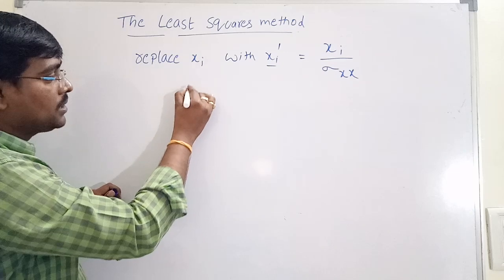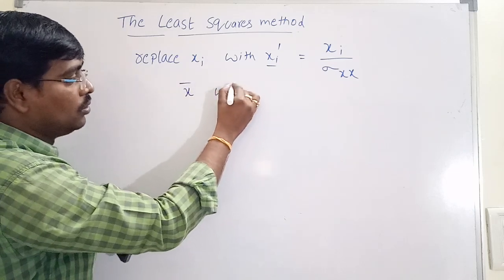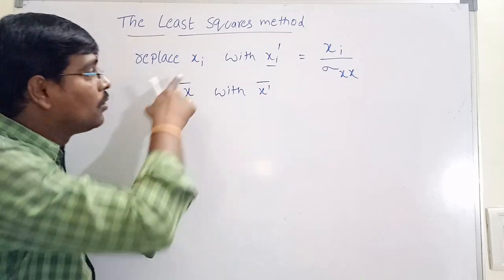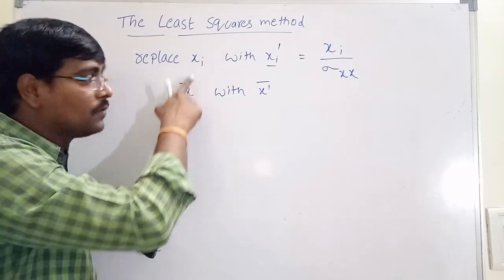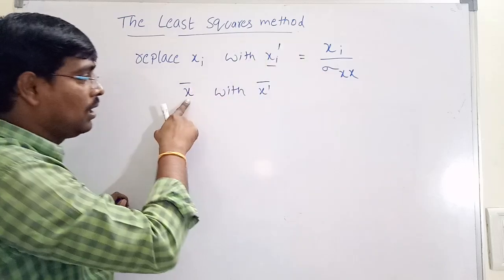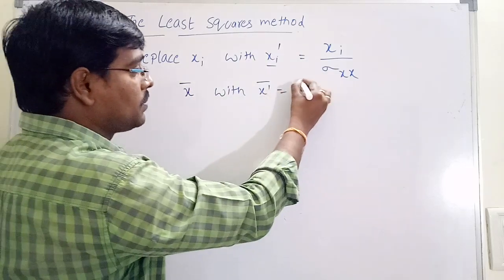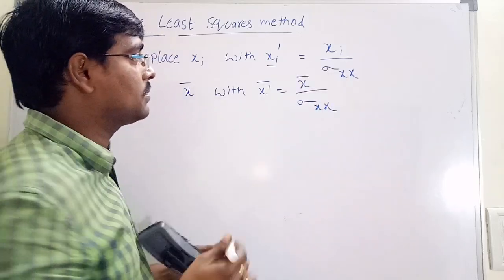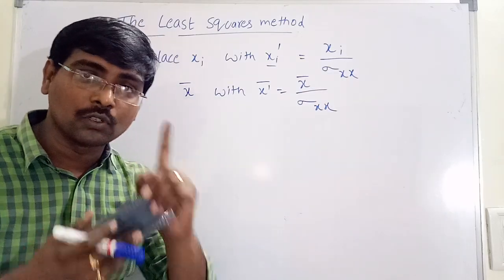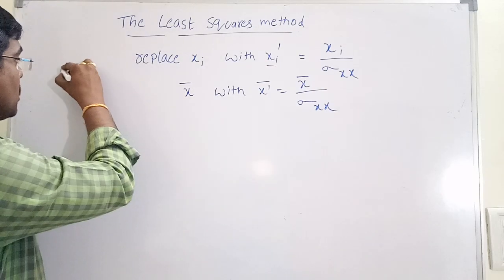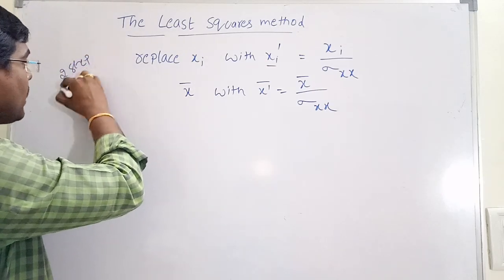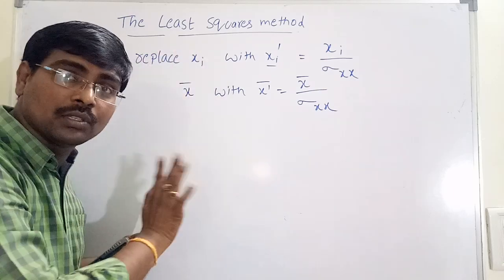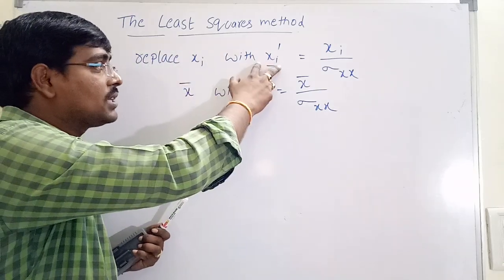Suppose we replace the x bar value with x bar dash. Similarly, we have xi values and x bar values. If you replace all xi values with this one, and all x bar values with this one, similarly x bar by sigma xx. So we have a two-step process for calculation. The first step is replacement of x values: replace all xi values with xi dash.